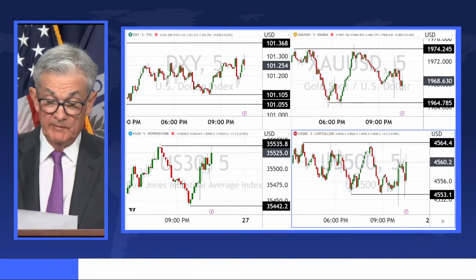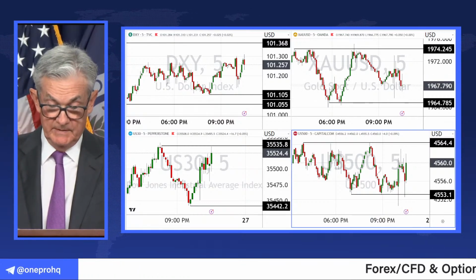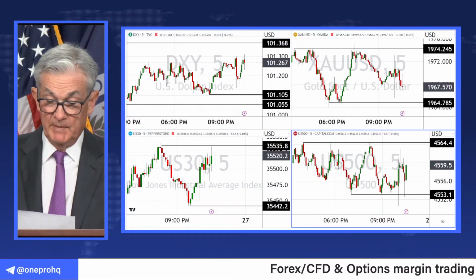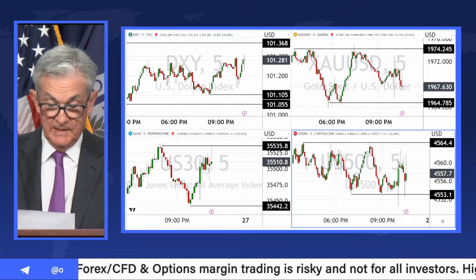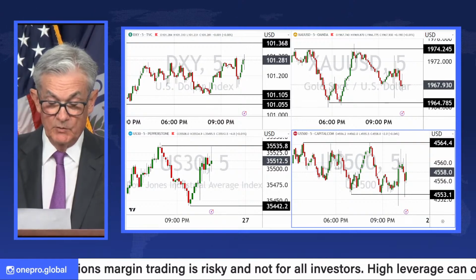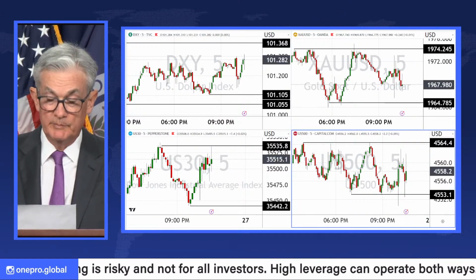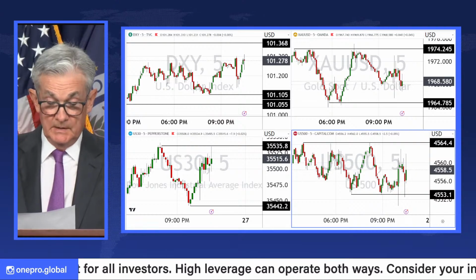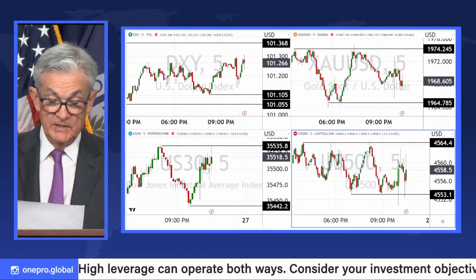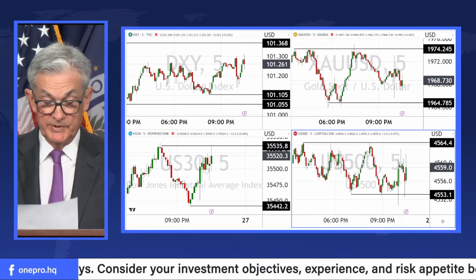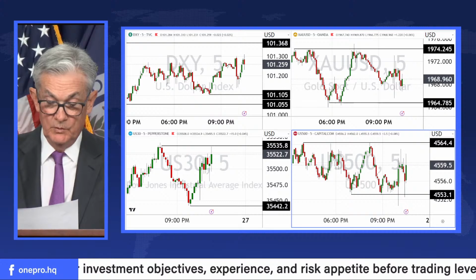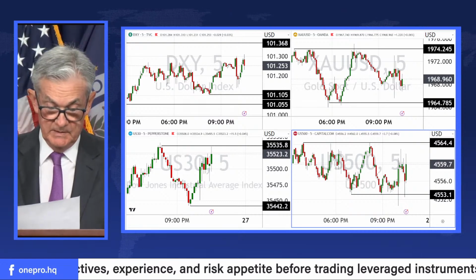Inflation remains well above our longer run goal of 2%. Over the 12 months ending in May, total PCE prices rose 3.8%. Excluding the volatile food and energy categories, core PCE prices rose 4.6%. In June, the 12-month change in the Consumer Price Index, or CPI, came in at 3.0%, and the change in the core CPI was 4.8%.